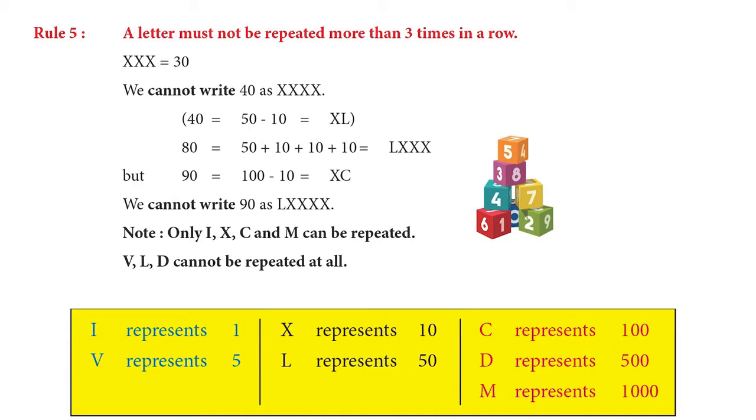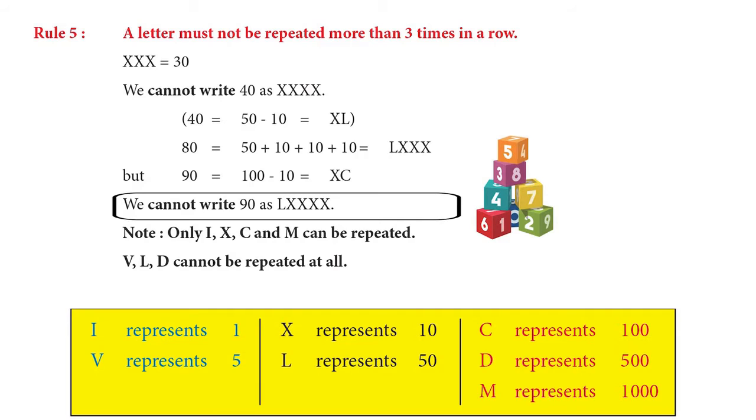Let us take an example of 90. We just learned 99, but let us take an example of 90. So, you see on the screen, 90 is 100 minus 10. So, XC. We cannot write 90 as 50, that is L, and then 4 tens, because we can only write one letter 3 times, not more than that.